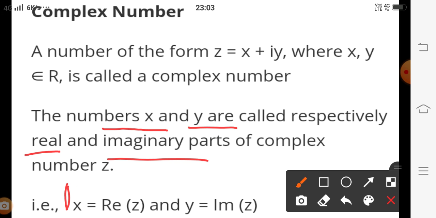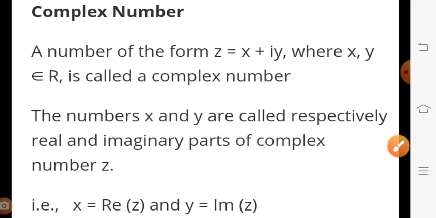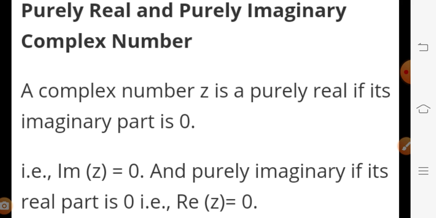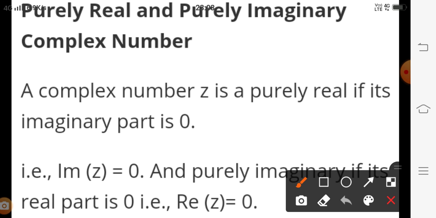Sometimes we get the question where these kinds of values are written. It means the real value of z, where z is a complex number, is the real part of the given complex number. Same for y, which is the imaginary value of the given complex number if the complex number is of the form x plus iy. Then two more terms are related to this.